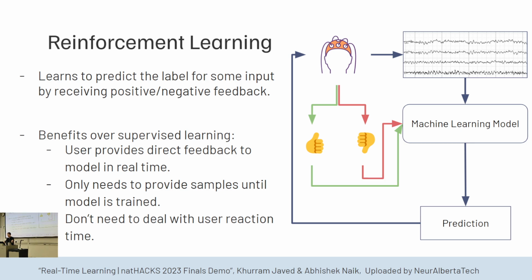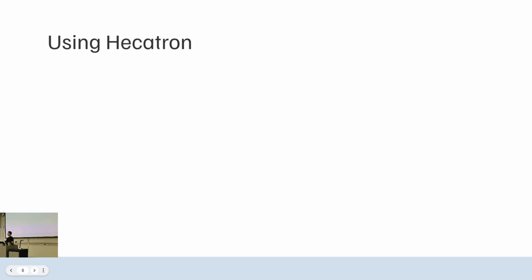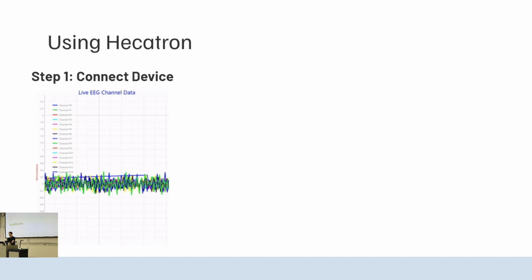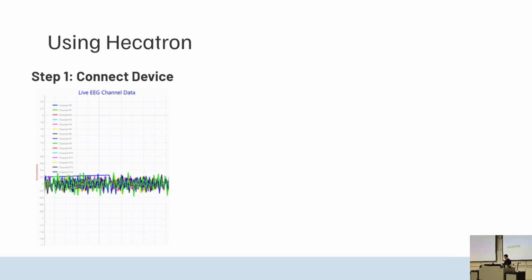So we took this framework and we ended up making a library called Hecatron, where a user can train this reinforcement learning model to predict the EEG signals with any action that they wanted. So there are 3 steps to using this library. The first step is you connect your device, and we have this live plot where you can see that the EEG device is properly connected and reading signals in.